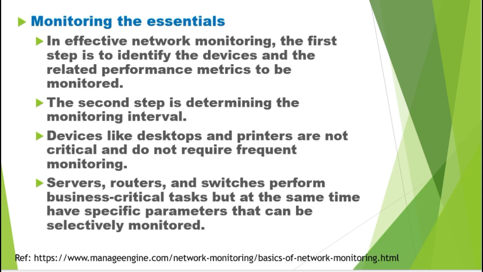The first one is monitoring the essentials. In effective network monitoring, the first step is to identify the devices and the related performance metrics to be monitored. The second step is determining the monitoring interval. Devices like desktops and printers are not critical and do not require frequent monitoring. On the other hand, servers, routers, and switches perform business critical tasks, but at the same time have specific parameters that can be selectively monitored.